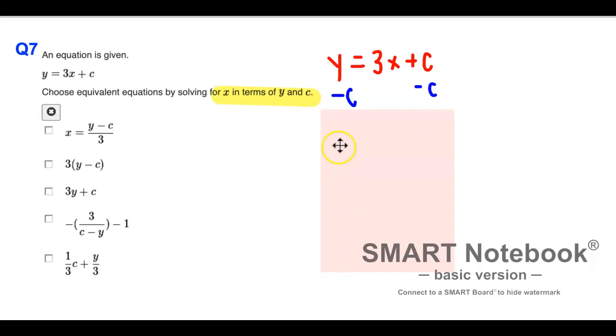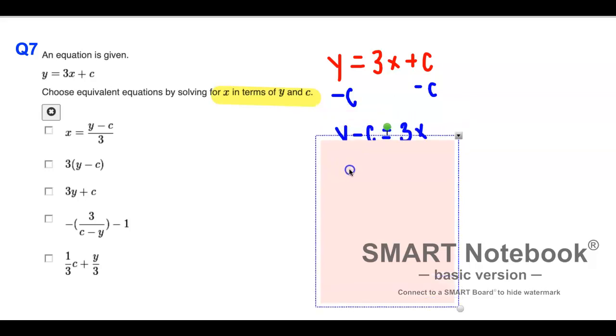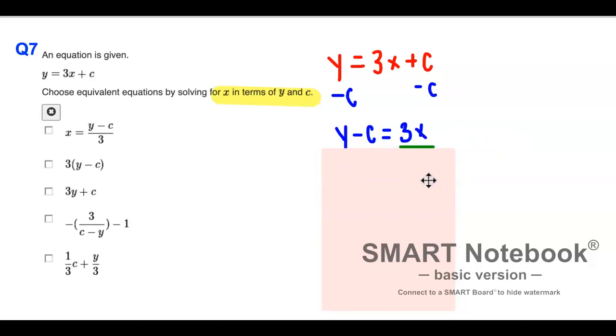When we do that on the left-hand side, that's just going to turn into y minus c, because remember, those aren't like terms. We can't combine them. We can just say we're going to take y and subtract c from it. So we get y minus c is equal to 3x.